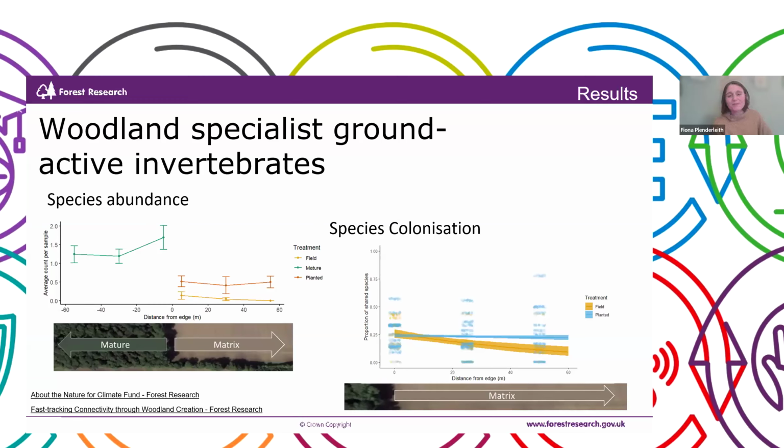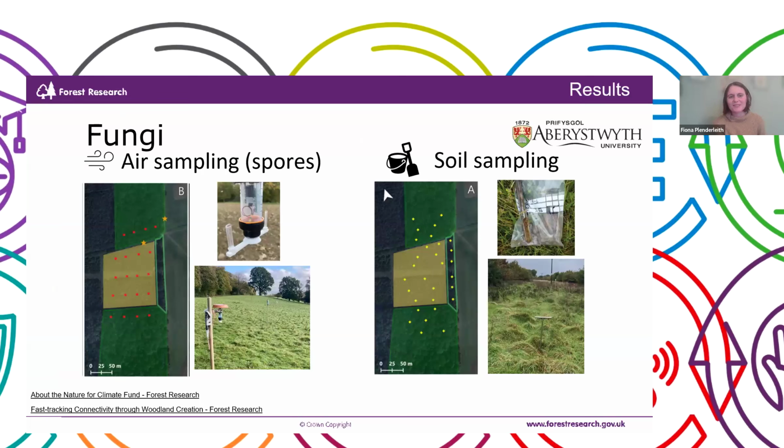Similarly, for the woodland specialist ground active invertebrates, we found a similar result. We see more woodland invertebrates in the planted woodland compared to our open habitats, and we see quite a sharp decline into the field. But again, we've only got about 25% of our species supported. Next slide. The other result I wanted to highlight was the fungi.